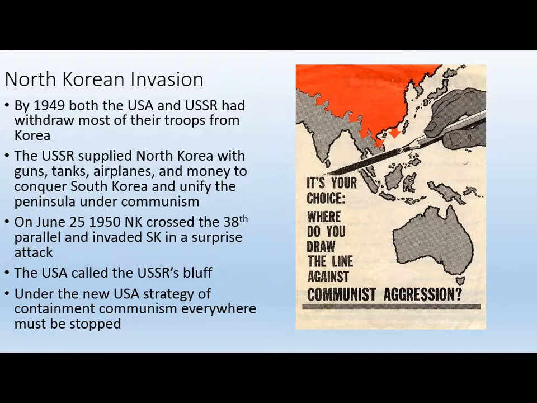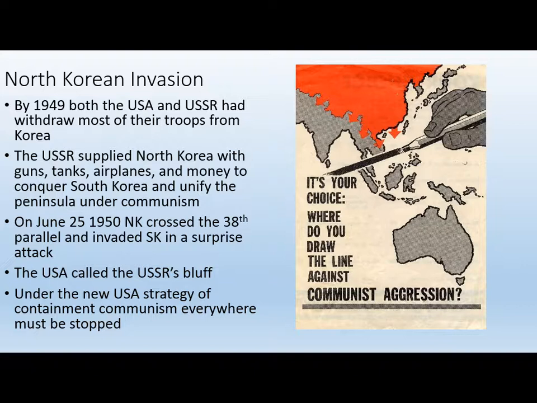And on June 25th, 1950, North Korea attempts to do just that. They cross the 38th parallel and invade South Korea in a surprise attack. Now, Soviet Union and North Korea did not believe the United States would go to war over a little tiny part of a peninsula a world away. They were wrong. The United States of America calls the Soviet Union's bluff.